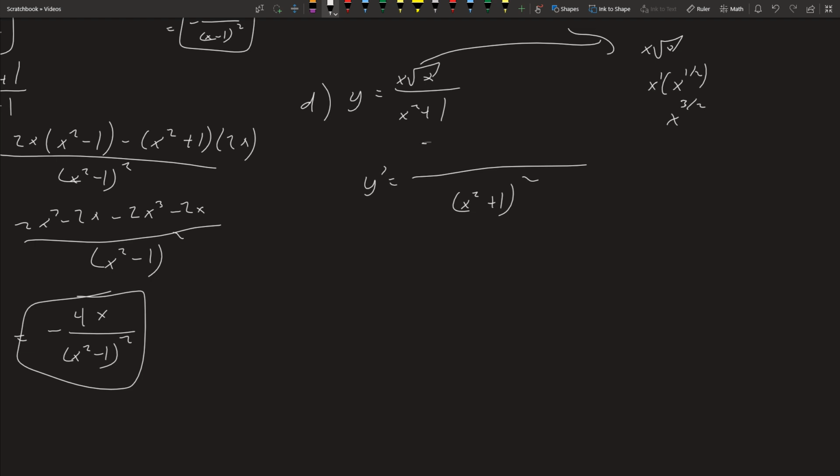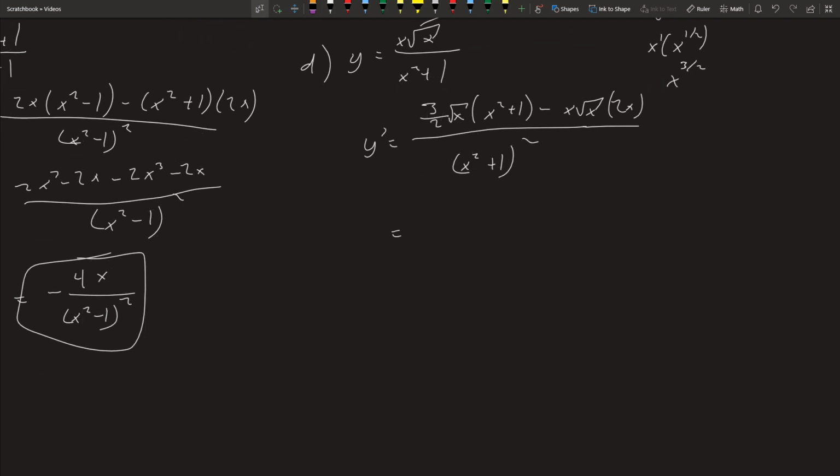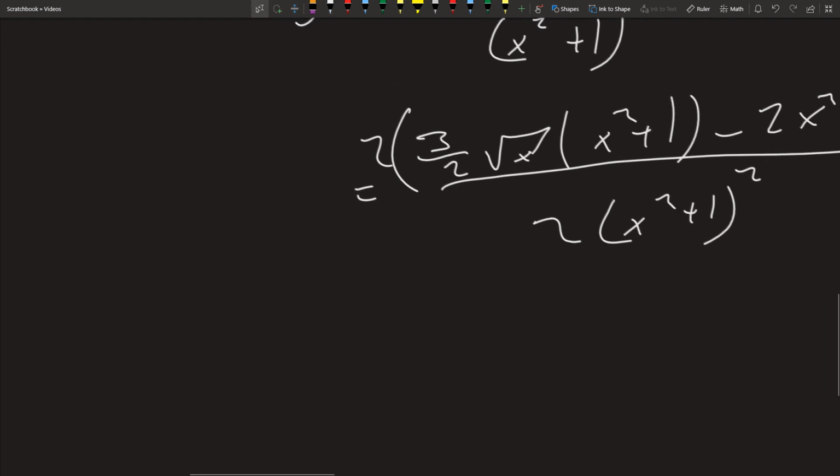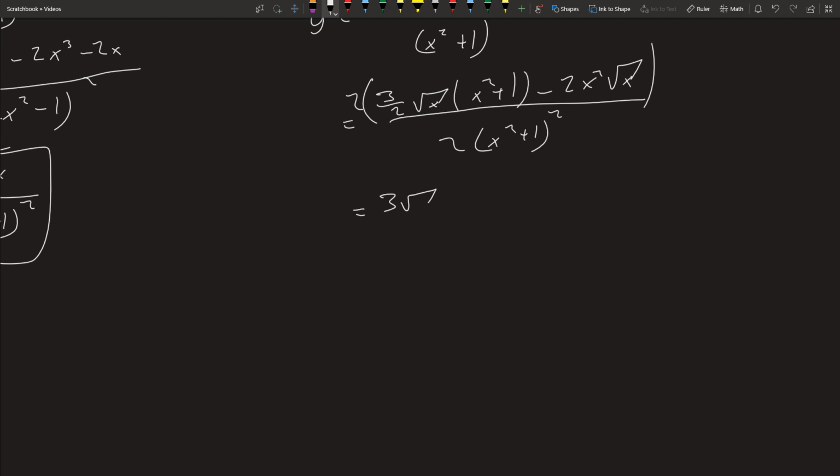So derivative of the first, which is 3 over 2, x to the half, which is square root of x, times the second, x squared plus 1, keep the first, minus keep the first, times 2x, right? Simplifying this gives (3 over 2 radical x times (x squared plus 1) minus 2x squared radical x) over (x squared plus 1) squared. Now, you could do some simplification here. So let's multiply the numerator by 2 and the denominator by 2, so we can get rid of that 2 over there. So this gives (3 radical x times (x squared plus 1) minus 4x squared radical x) over 2 (x squared plus 1) squared.